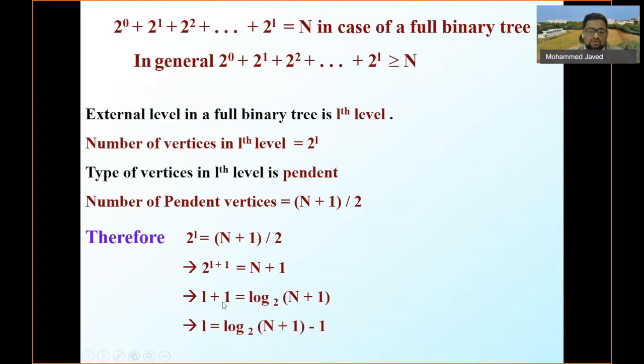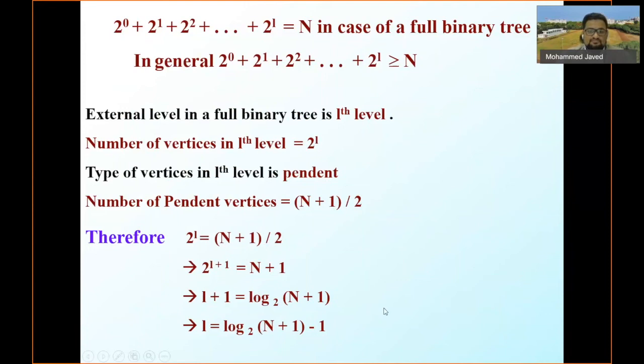Now you take log to the base 2 on both sides, and then you will get L equal to log of n plus 1, minus 1, to the base 2, right? So this is the complexity. This is the number of vertices, this log n. This is the level. So if there are this many number of nodes, then the level would be the log of that particular number of nodes.